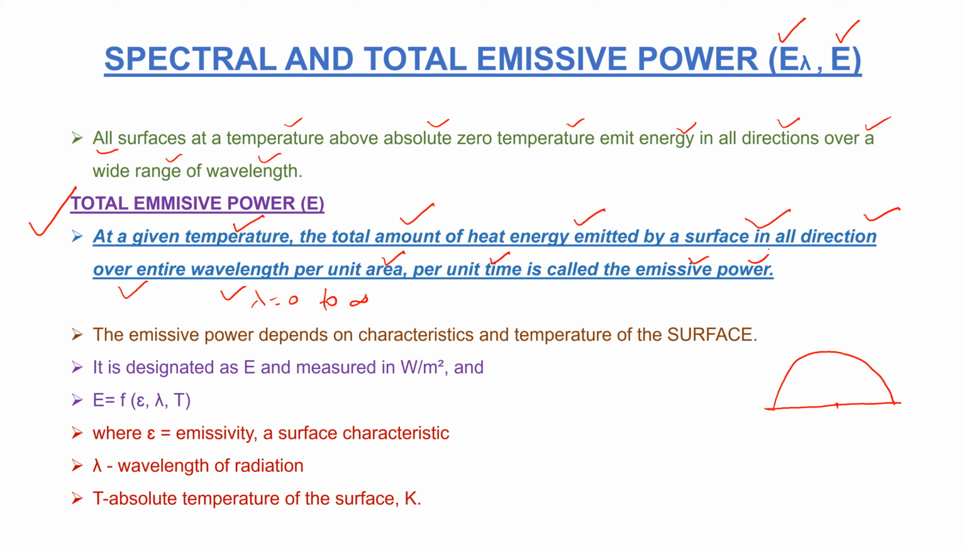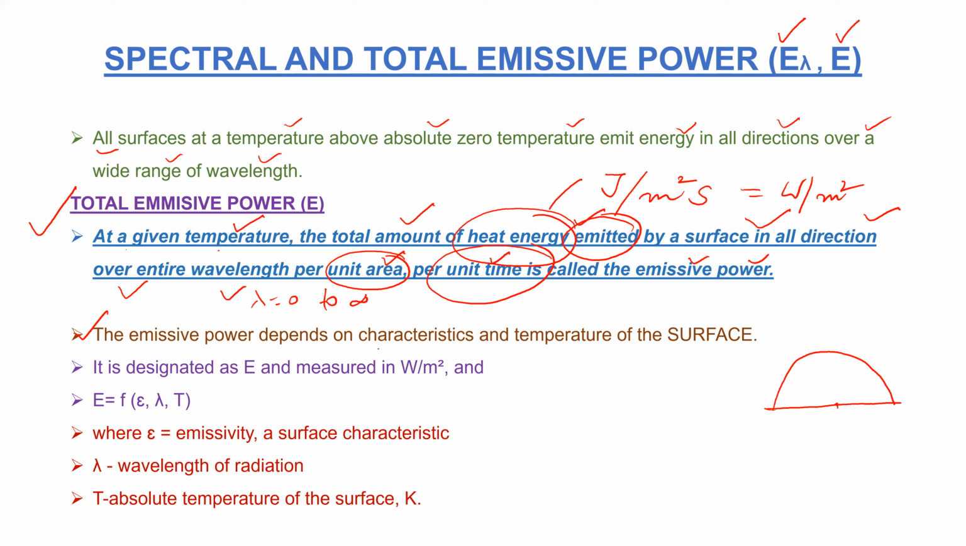So just read it once again. At a given temperature, the total amount of heat energy emitted, so the unit will be joules, by a surface in all directions over the entire wavelength per unit area, means joule per meter square, per unit time, divided by time also. So it becomes watt per meter square. That is the energy emitted per unit area in all directions and over the entire wavelength, known as the emissive power.